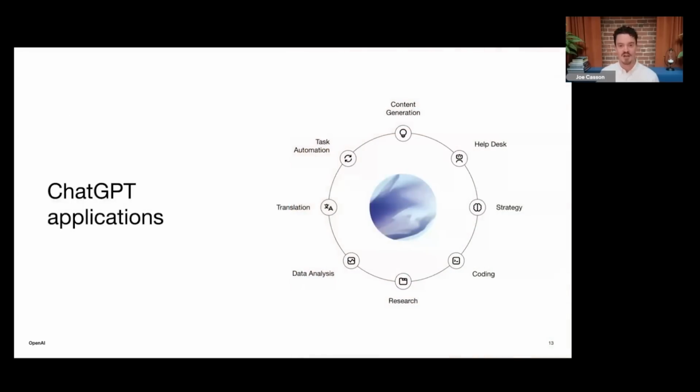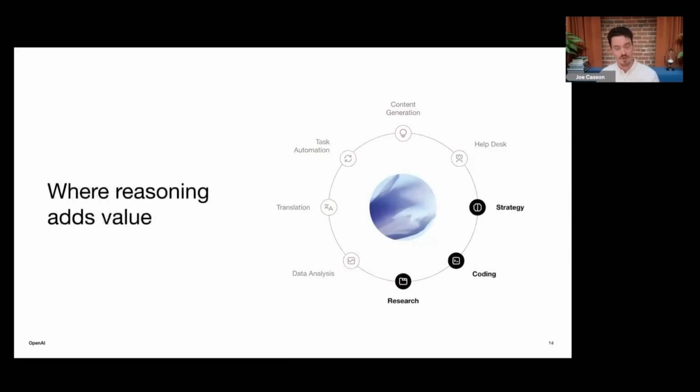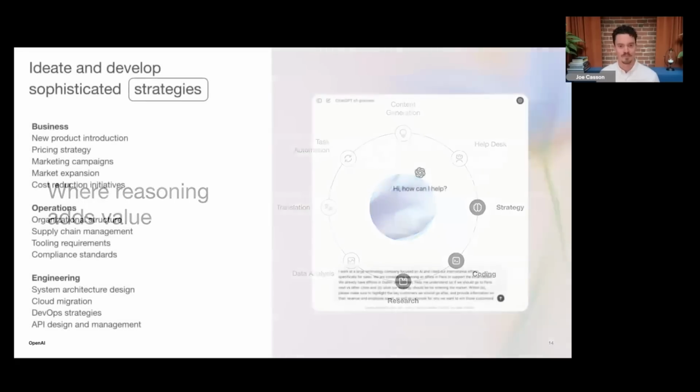Today, teams use ChatGPT for several valuable use cases, from content generation to data analysis. During this research preview, we've learned from our customers that in the O1 series, it adds the most value in three areas: strategy, research, and coding. Let's talk about what this looks like, starting with strategy.